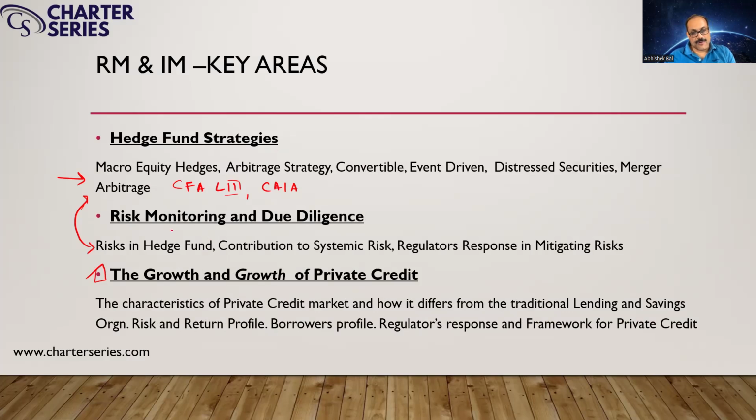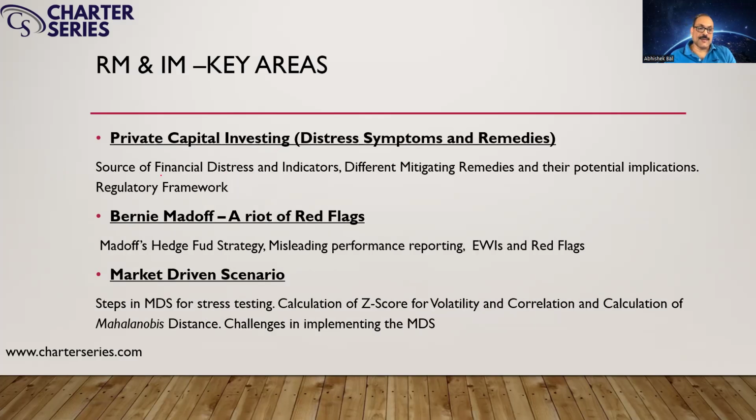Similarly, if you're talking about private credit, of course, at the same time, you should be aware about the risks that entail private credit and the sources of those risks, and what the mitigants are. So: sources of financial distress and indicators, different mitigating remedies and their potential implications, how the regulatory framework might develop, and then a case study on Bernie Madoff.